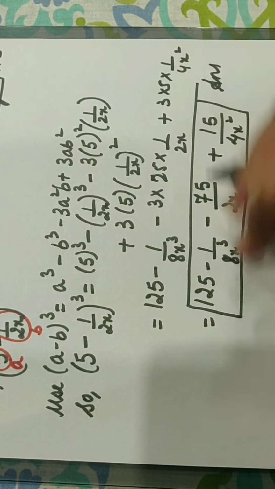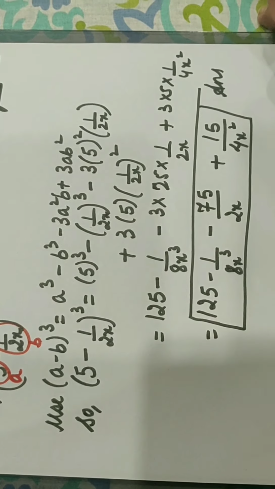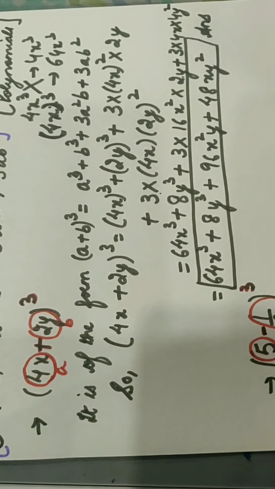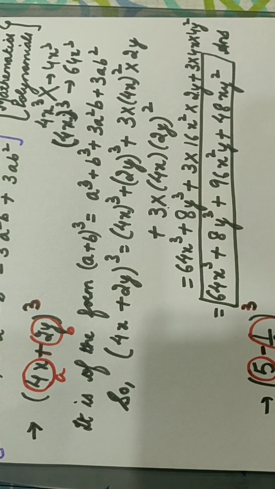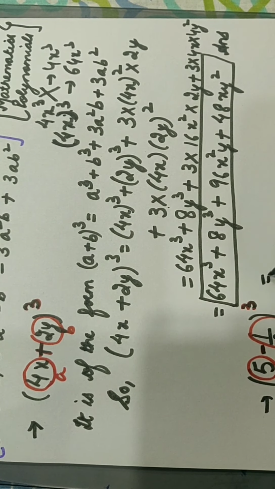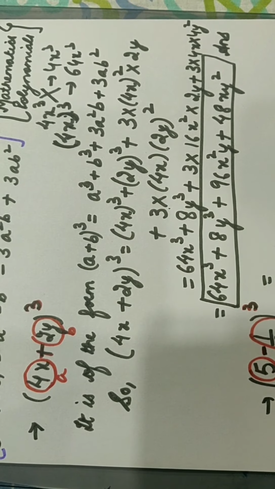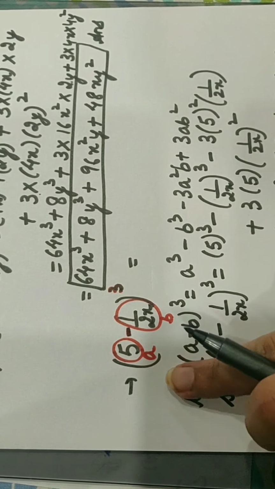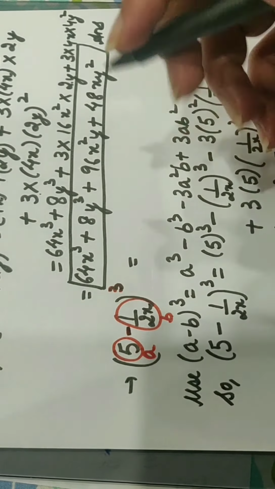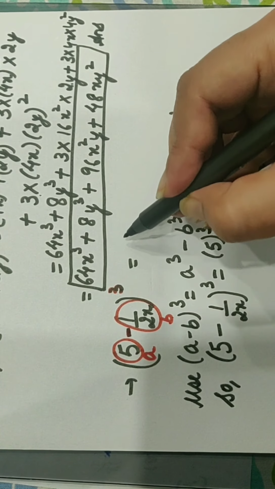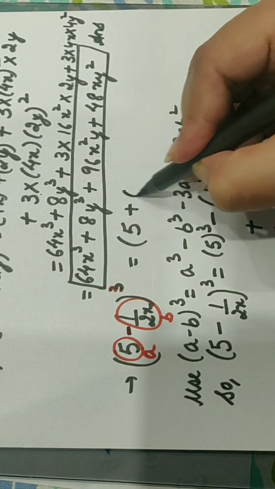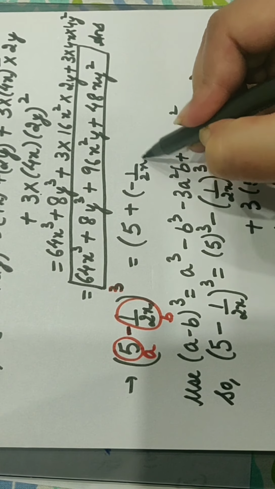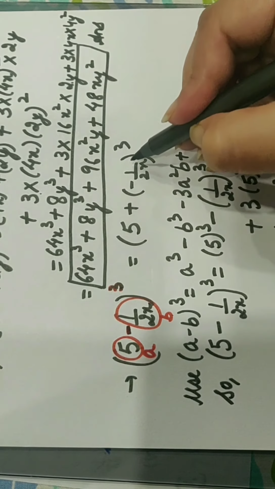If you want, you can also rearrange the terms. You can also use (a + b) whole cube here. Suppose you want to use (a + b) whole cube, then what will happen? You need to rewrite the question. If I am using (a + b) whole cube here, then we need to rewrite the question as (5 + (-1/2x)) whole cube.